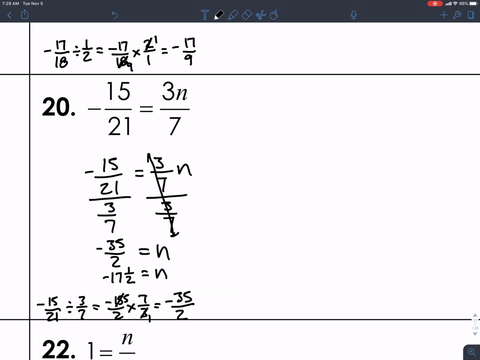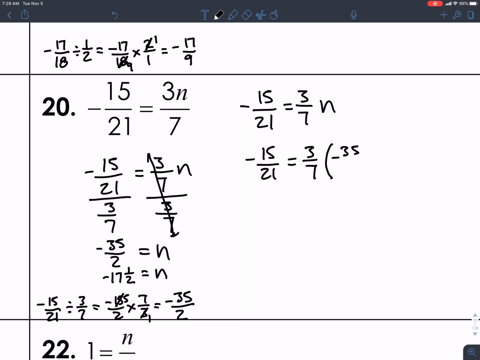Let's double check it though. Let's use our improper fractions, because using the improper fractions is always easier when we check. So I'm rewriting the exact same equation we started out with, and now you can just write it the way it was. Actually, let's write it the way we used it. Maybe it'll be easier. Okay, so we got negative 15 over 21 is equal to 3/7 times negative 35 over 2.